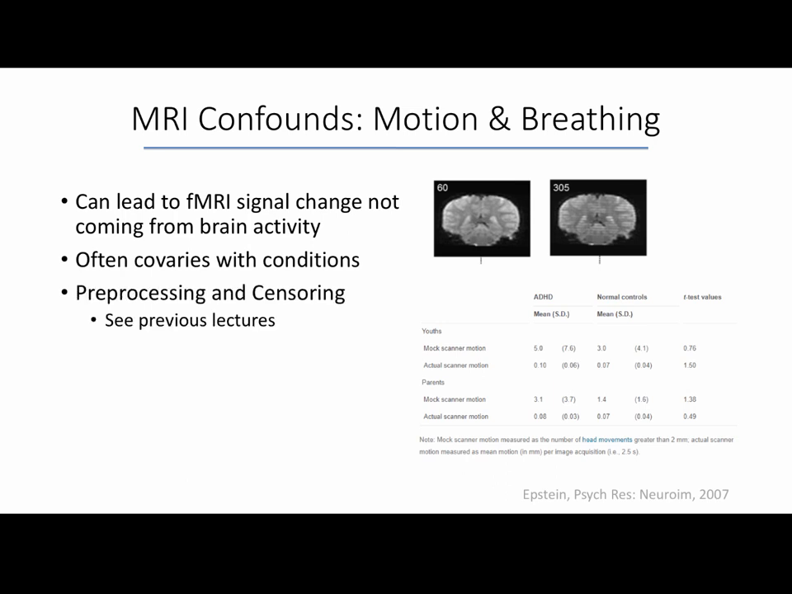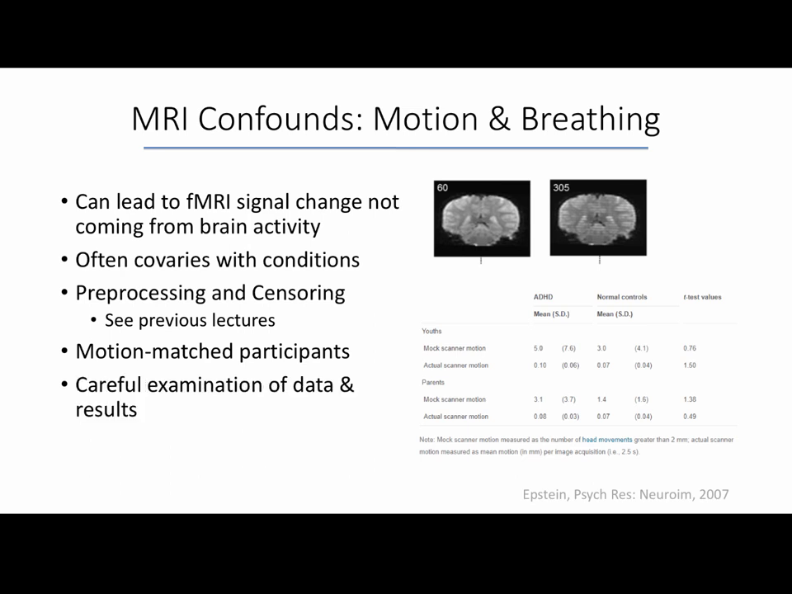You can mitigate this by using pre-processing and censoring very carefully. And again, you can refer back to previous lectures on the best ways to do that. You can use motion-matched participants, try to get individuals within these groups that are similar in how they moved. And you can very carefully look at your data and examine the results and say, is there any way that I could have missed that this is explainable by motion? When in doubt, ask Bob.